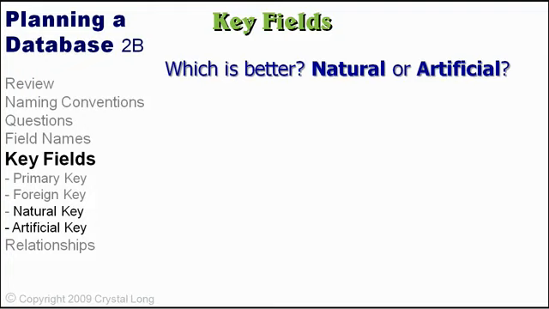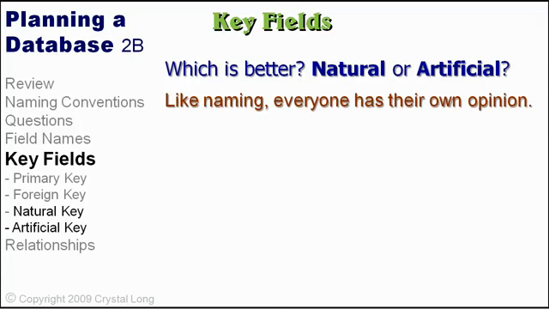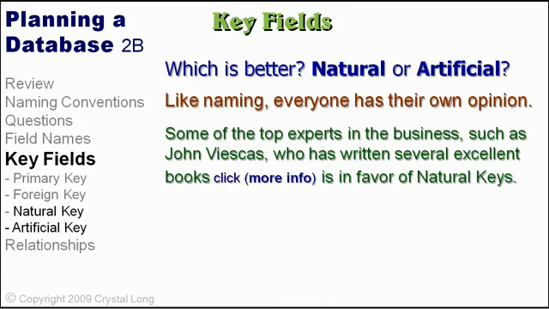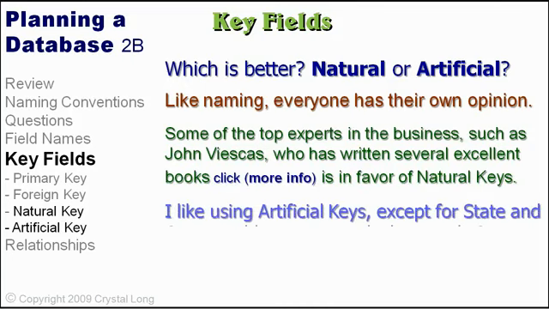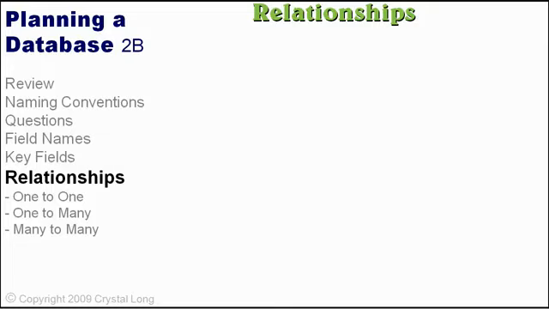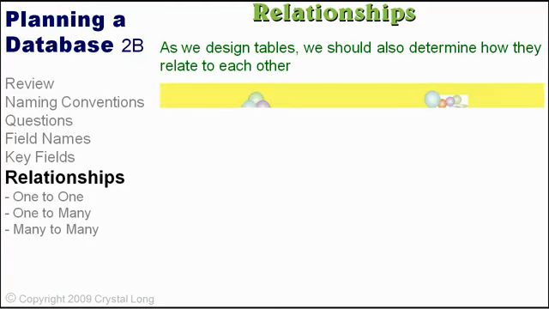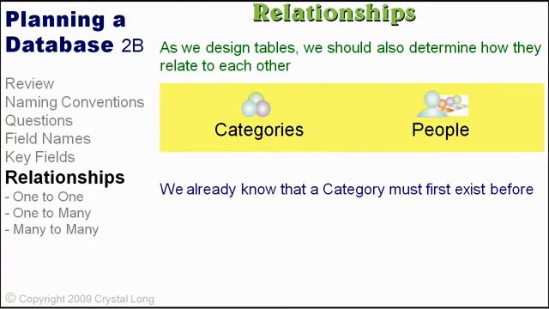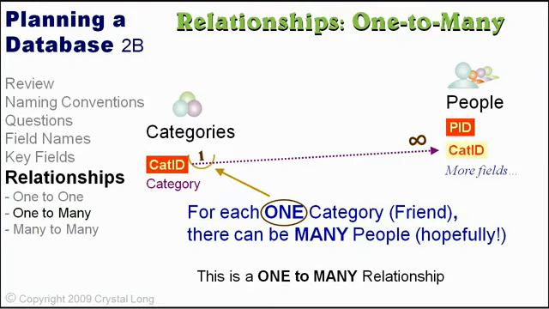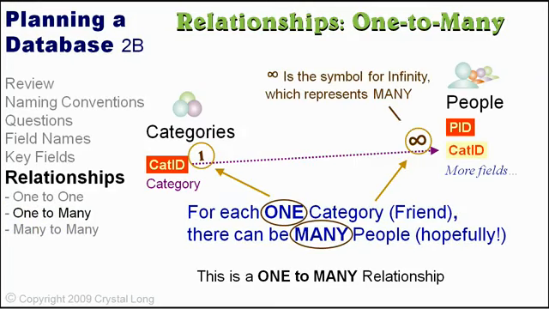Like naming, everyone has their own opinion. Some of the top experts in the business, such as John Viescas, who has written several excellent books, is in favor of natural keys. I like artificial keys, except for state and country abbreviations, which are only 2 characters and have standard values. As we design tables, we should also determine how they relate to each other. We already know that a category must first exist before a person can be assigned to it. The most common type of relationship is a one-to-many relationship. For each one category, such as friend, there can be many people.